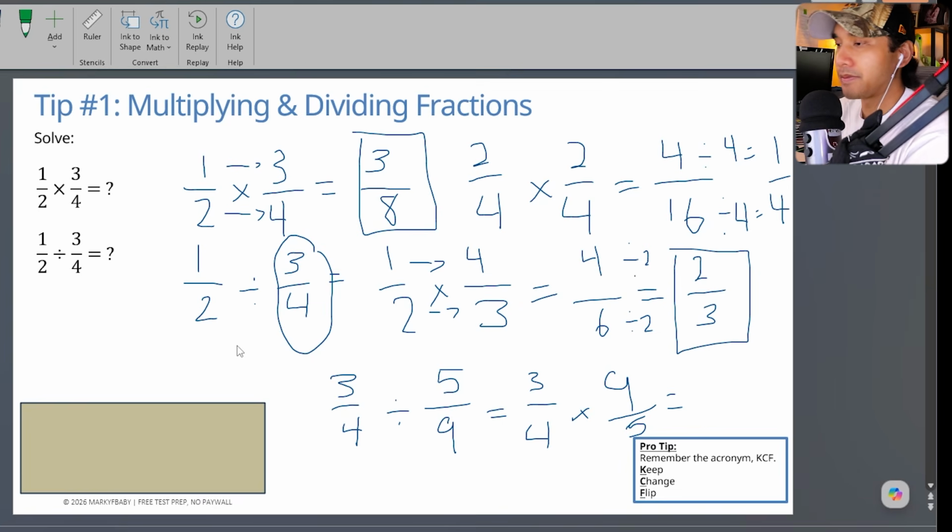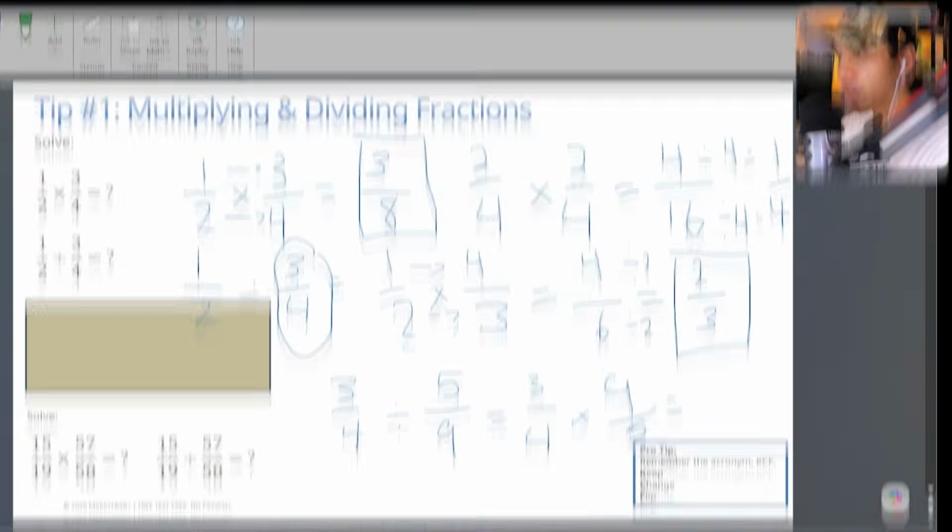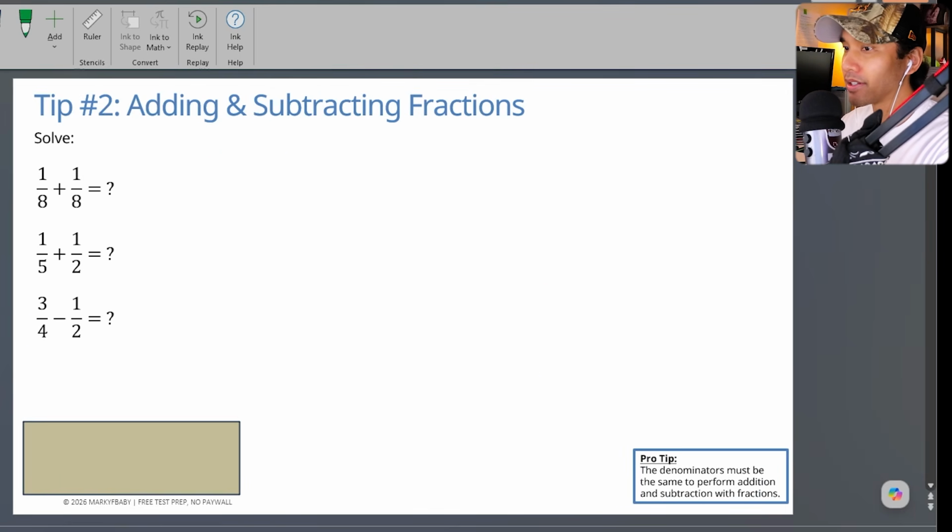And what I have here in this box is a challenge question. What I want you to do is put the answer in the comments and number them, because there is a challenge question for each tip. So here we go. I want you to solve this: 15/19 times 57/58. What does that equal? And then 15/19 divided by 57/58. What does that equal? Let me know in the comments below. All right, perfect. Now let's go on to the next tip.